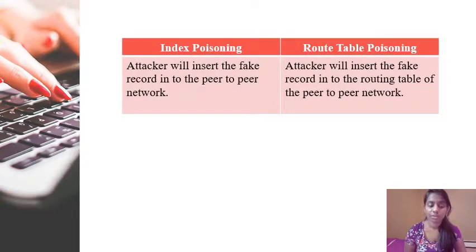In index poisoning, the attacker will insert fake records into the peer-to-peer network. In routing table poisoning, the attacker will insert fake records into the routing table of the peer-to-peer network.